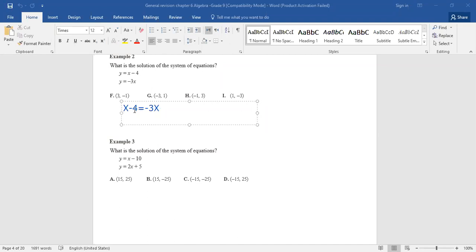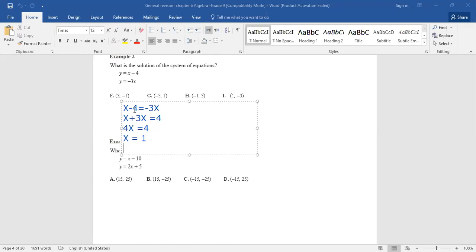What is the next step? We put the x on the other side. Thank you. We will put x and transfer negative 3x, so it will be plus 3x, and this is equal 4. Then it will be 4x equal 4, which means the value of x equal what, grade 9? Value of x equal 1.